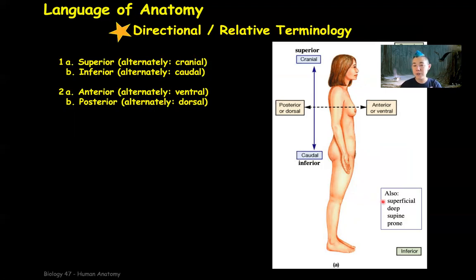Others to know would be superficial and deep. So superficial means toward the surface of something. So your epidermis is superficial to the muscles that lie underneath it. The muscles are deep to the epidermis.